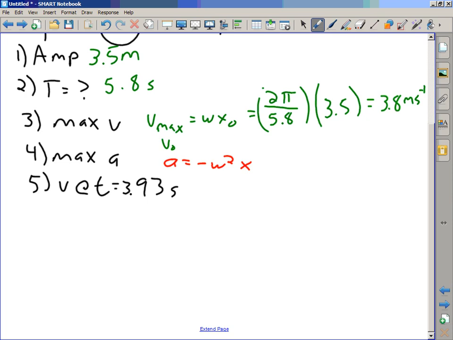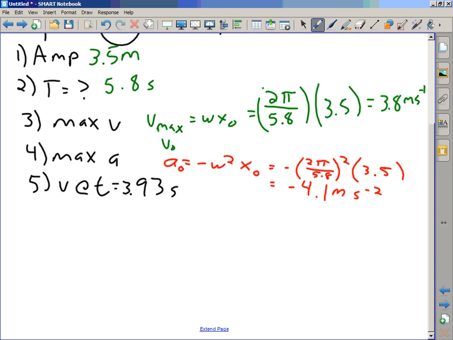Now, at what location is A at a maximum? At the end, right? So I'm going to use naughts here for maximum again. A naught, x naught, right? Maximums. We already have omega. We have x naught, right? So this becomes negative 2 pi over 5.8 squared times 3.5. So what's that work out to? What is the maximum acceleration, please? Negative 4.1 meters per second squared.